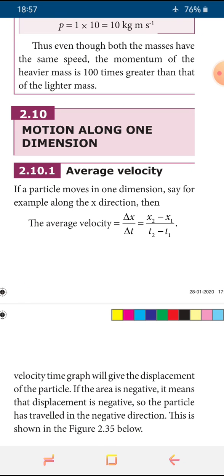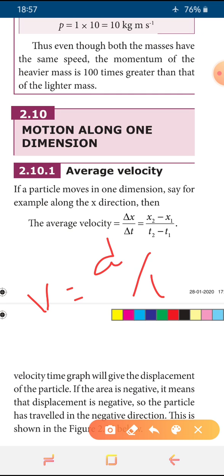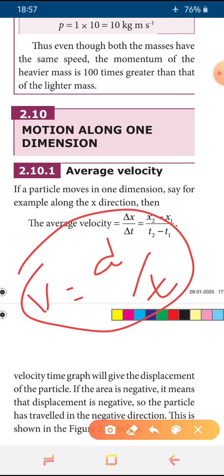So there is a formula for velocity. V is equal to d by t. Do you remember this formula? You must have learned this general formula in lower classes. Velocity is nothing but rate of change of displacement.